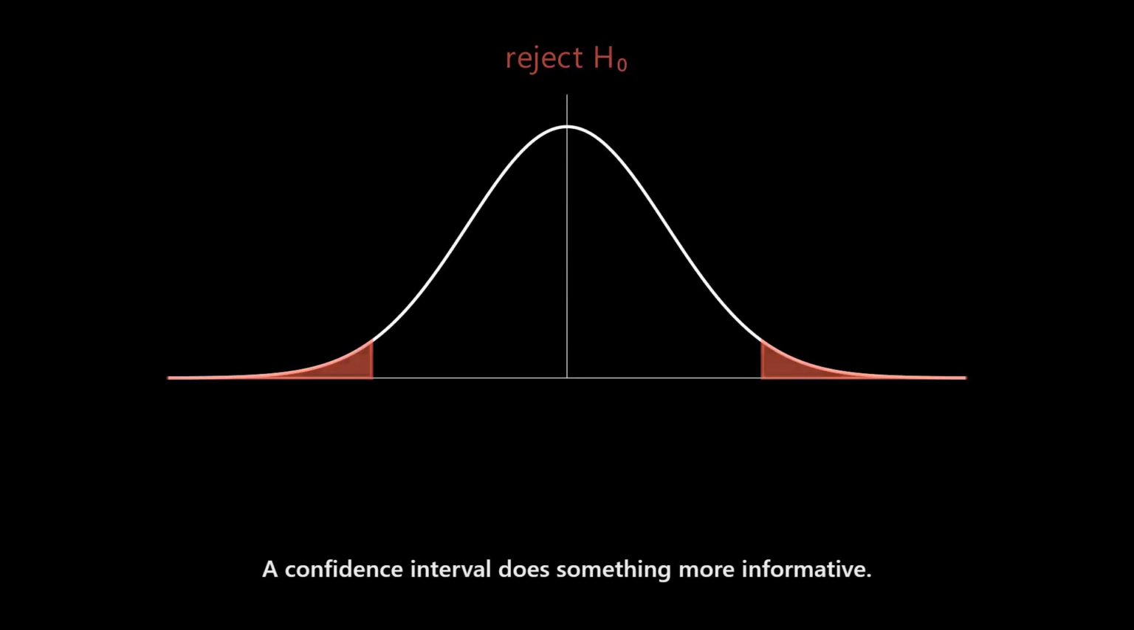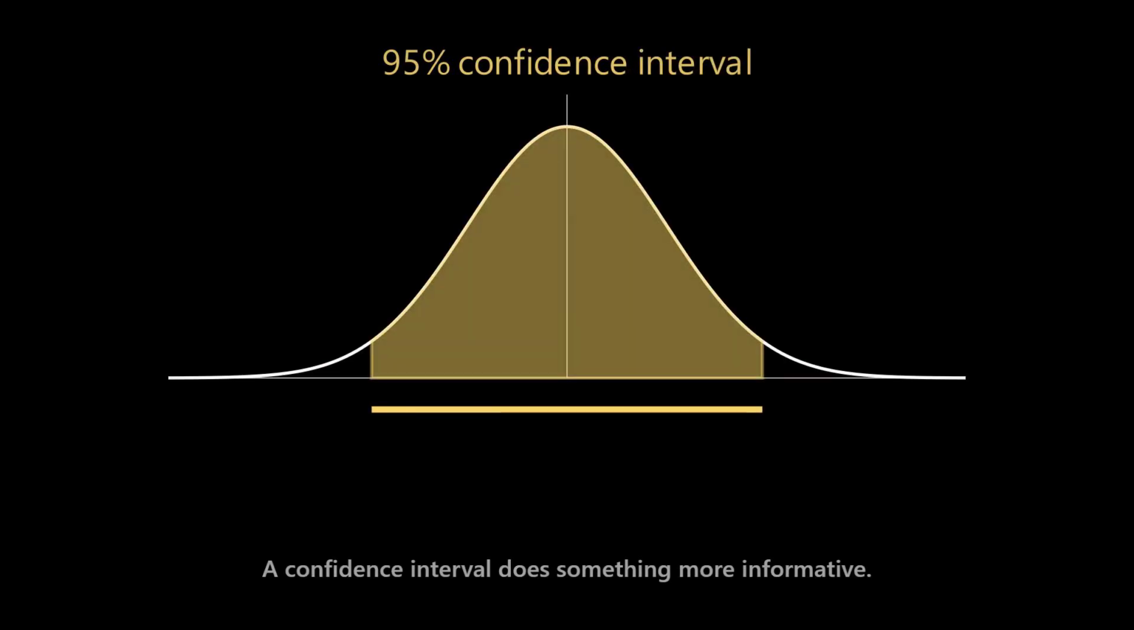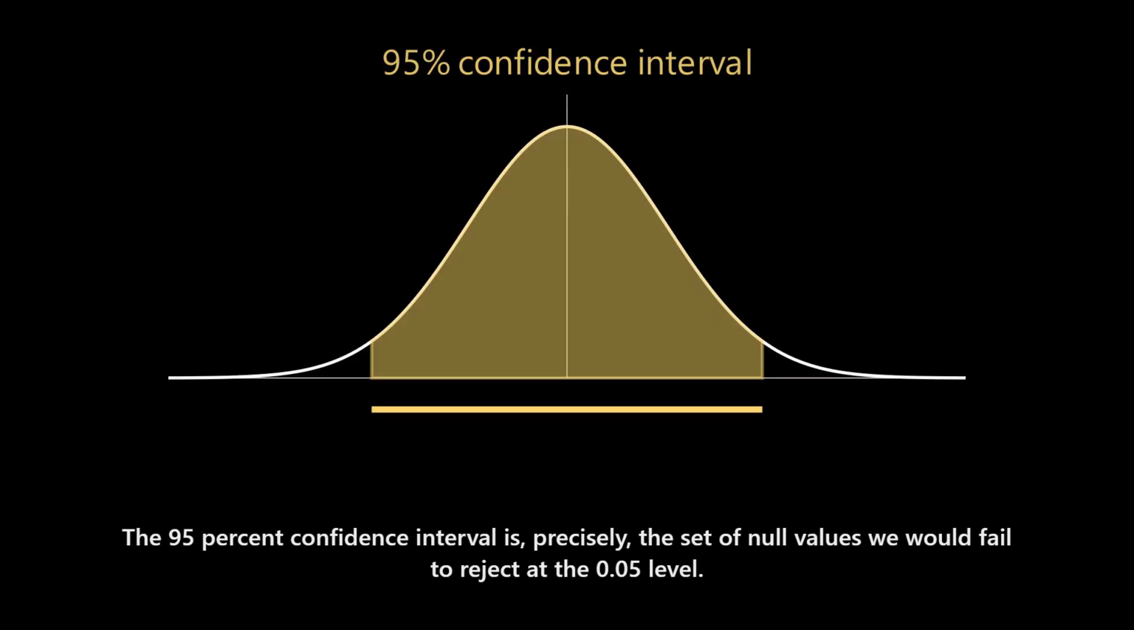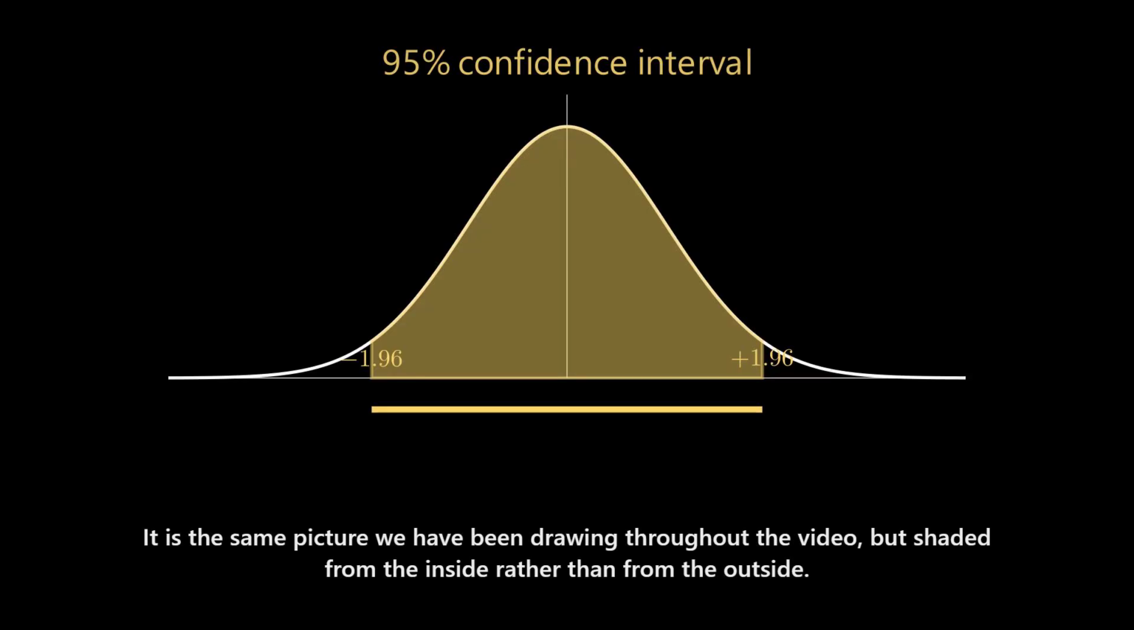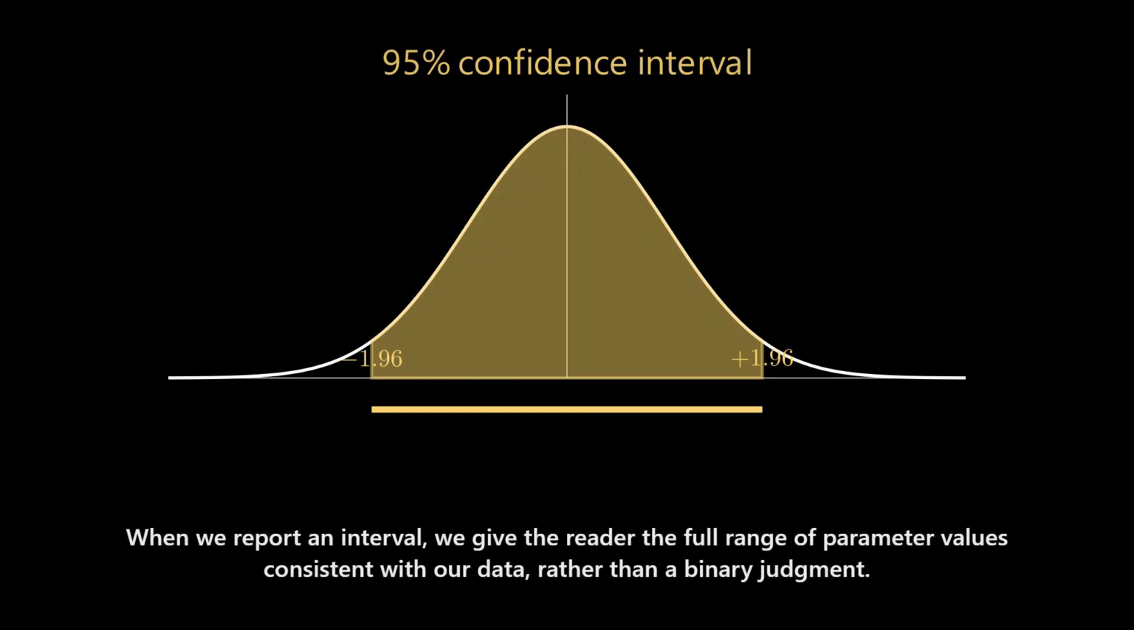The p-value provides a yes or no verdict about a single null value. A confidence interval does something more informative. The 95% confidence interval is, precisely, the set of null values we would fail to reject at the 0.05 level. It is the same picture we have been drawing throughout the video, but shaded from the inside rather than from the outside. When we report an interval, we give the reader the full range of parameter values consistent with our data, rather than a binary judgment.